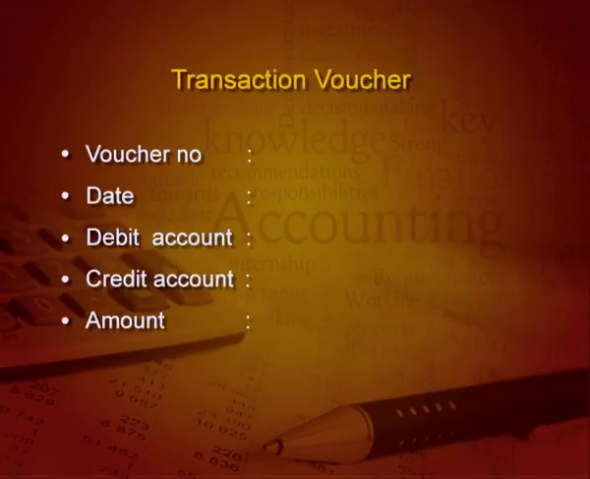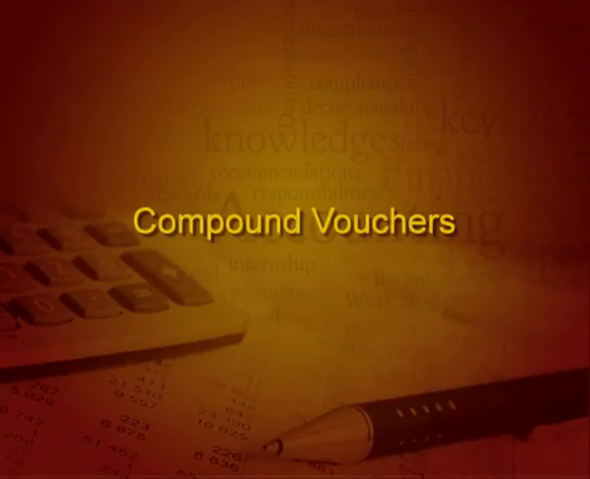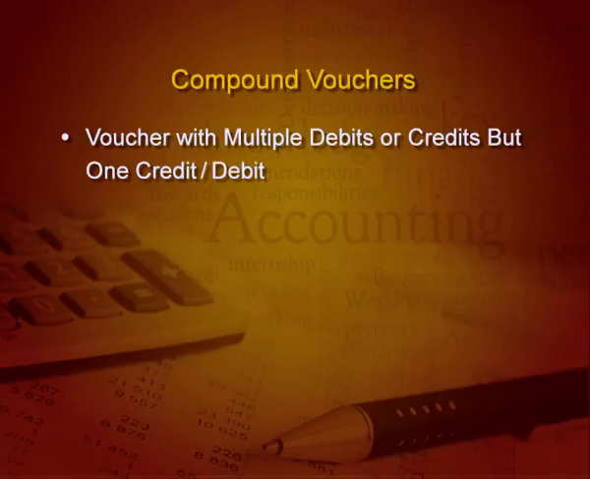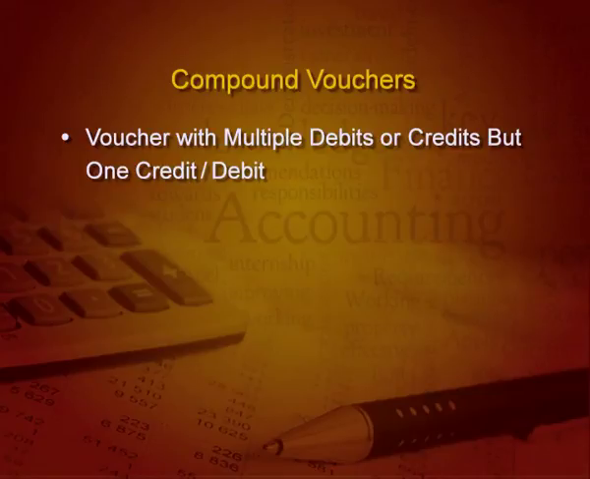Then there are two signatures: first, the person who has authorized this voucher and the person who has prepared this voucher. Then there can be compound vouchers. Compound voucher means any voucher with multiple debits or credits, but with a single credit or debit. To explain it, if there are two accounts in the debit and one in the credit, it will be called a compound voucher, and if there is one debit and multiple credits, it is also called a compound voucher.